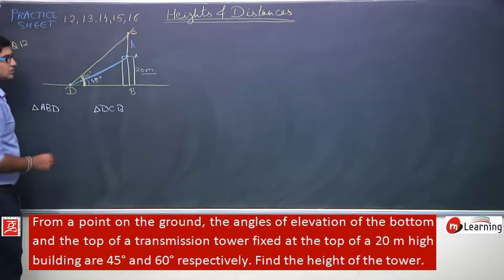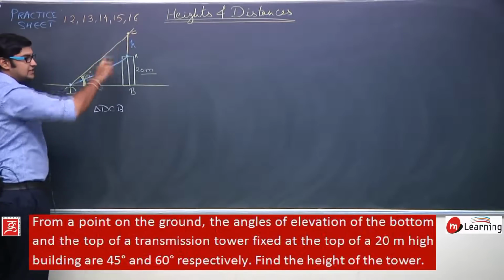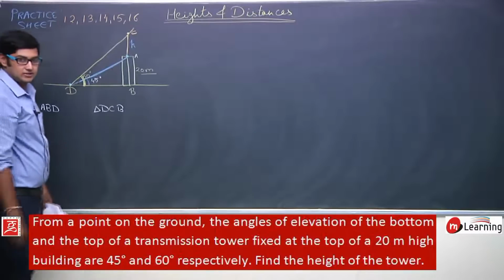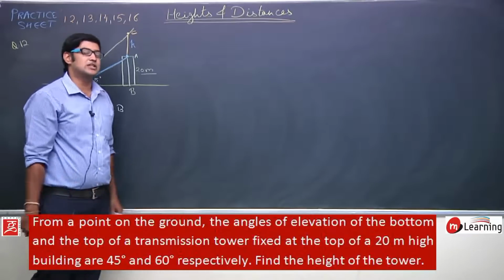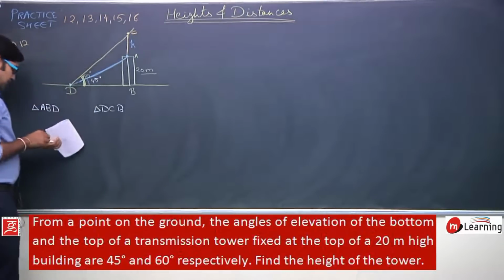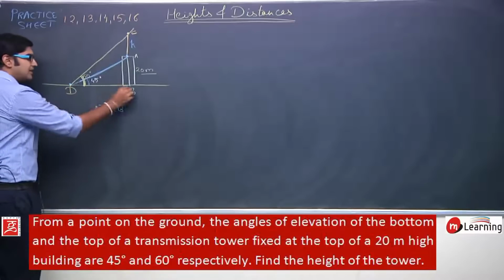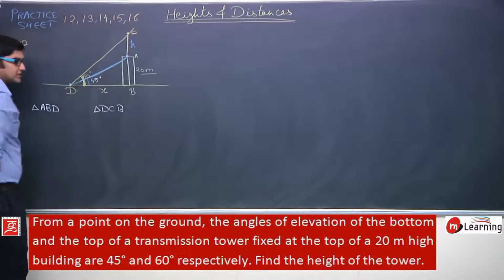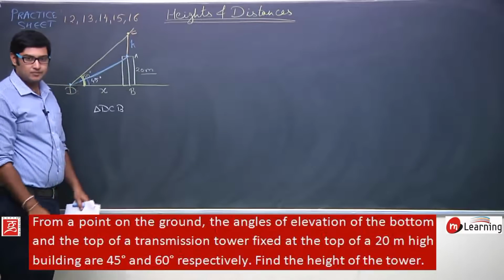So my task is to determine this H, this AC. Now what is the common in both the triangles? How I can relate both the triangles? The common thing in both the triangles is this BD. This BD is common in both the triangles. Let us assume this as X. हमने इसे X मान लिया, okay.